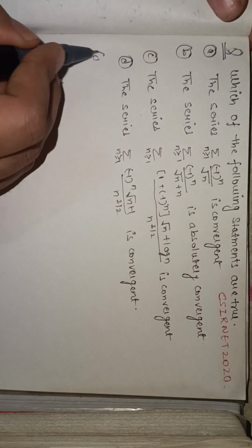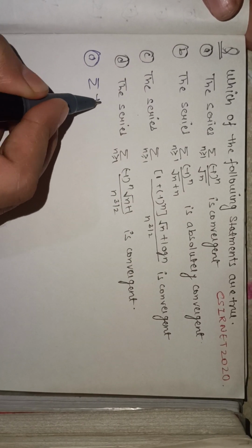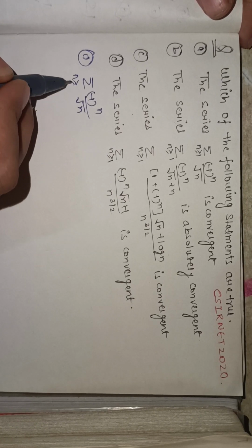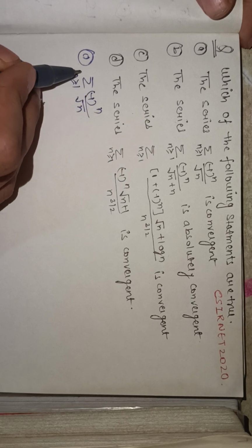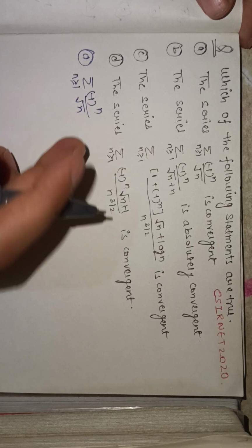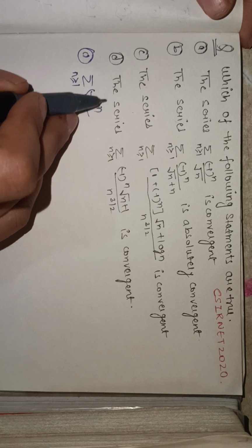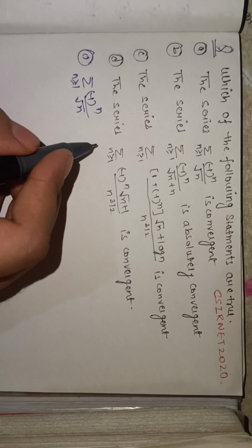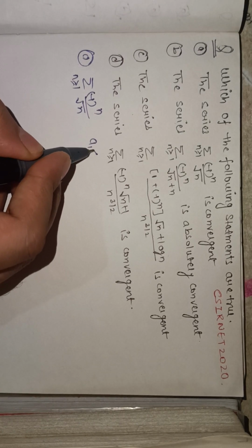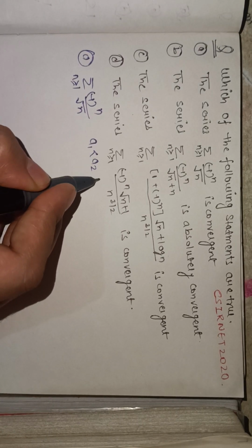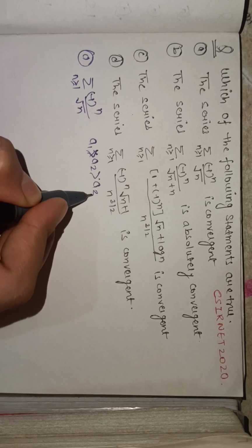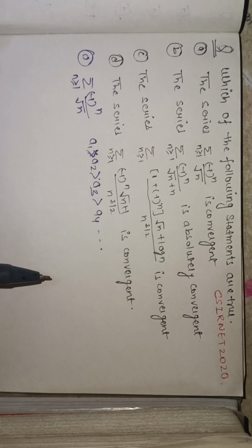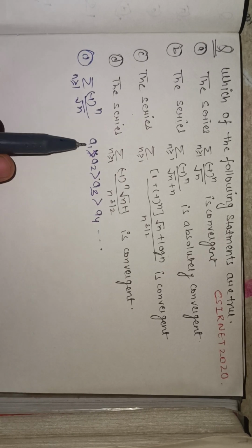So option A, what is the series? Summation (-1)^n upon root n. This series is an alternating series, and by the Leibniz test, the terms must be decreasing: a1 is greater than a2, greater than a3, greater than a4, and so on. Every succeeding term is less than the preceding term.